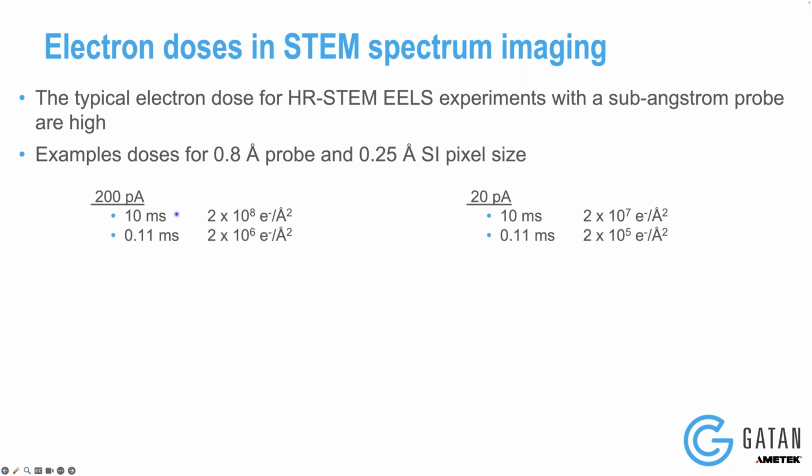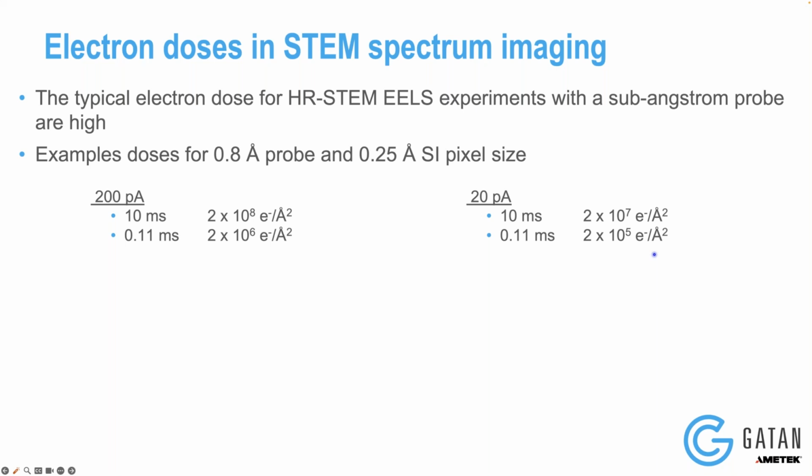10 millisecond dwell time with a 200 picoamp probe gives 2 times 10^8 electrons per angstrom squared. If we reduce the current 10x down to 20 picoamps, then the dose comes down. This is a very, very low current for something we would typically do in materials science. And if we use this low current with the fastest camera that we have, 110 microseconds, the dose has come down significantly, right? Three orders of magnitude: 2 times 10^5 electrons instead of 2 times 10^8.